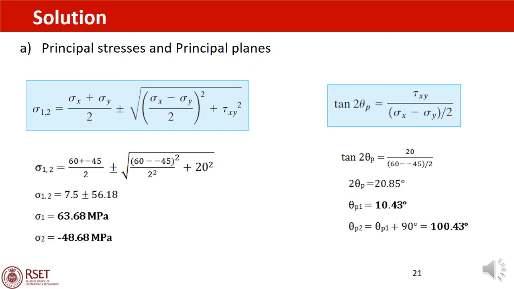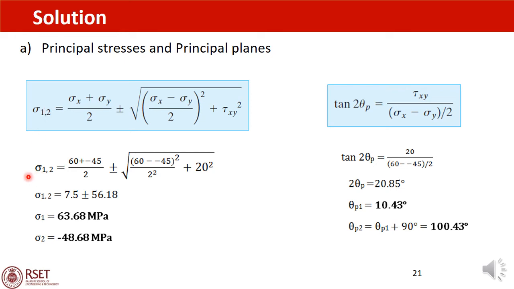To find the principal stresses, we have the expression sigma 1, 2 equal to (sigma x plus sigma y) by 2 plus or minus square root of ((sigma x minus sigma y) by 2) the whole square plus tau xy square. Here, when you consider the plus symbol, we will get the value of sigma 1, and when you consider the minus symbol, we get the value of sigma 2.